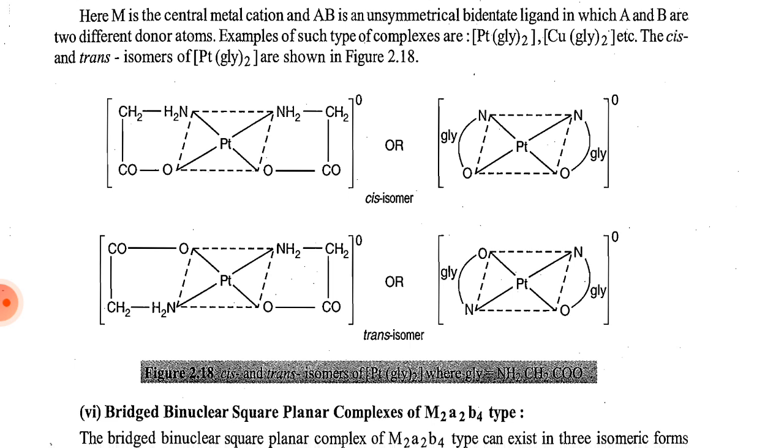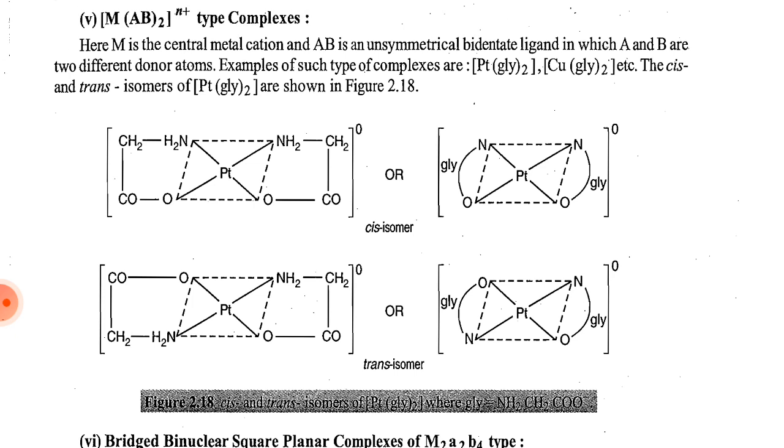Here M is the central metal cation and AB is an unsymmetrical bidentate ligand in which A and B are two different donor atoms. Examples of such complexes are Pt(gly)2 and Cu(gly)2; the cis and trans isomers of Pt(gly)2 are shown. This kind of complex has an unsymmetrical bidentate ligand with two different donor atoms. An example is Pt(gly)2, Cu(gly)2.